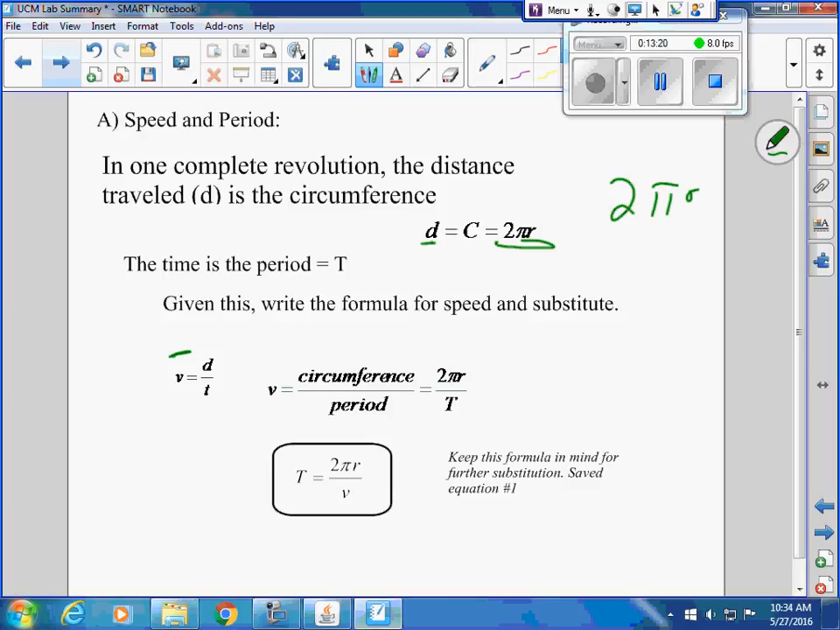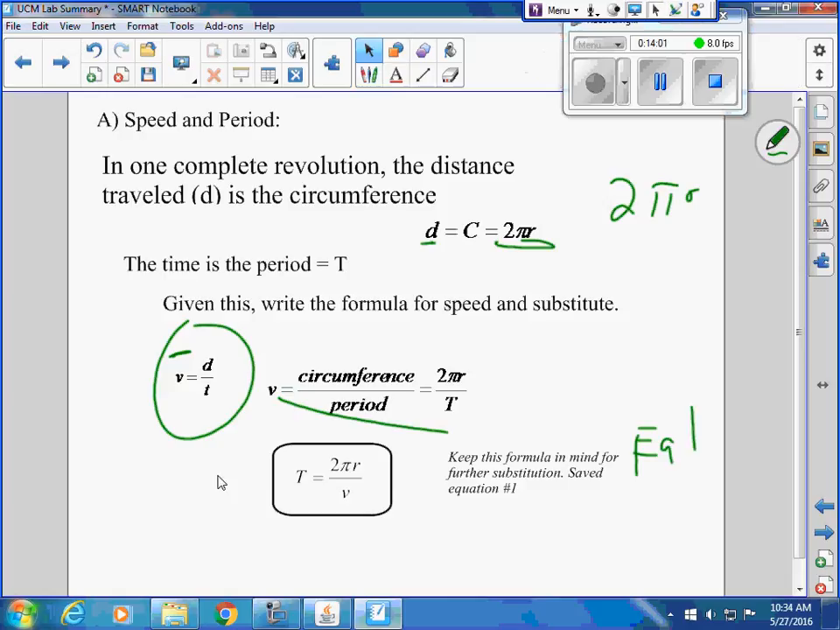So v is equal to d over t in the general sense. In this case, the velocity is the circumference divided by the period, or 2πr over T. I've taken my really old v equals d over t formula and made it into a circular sort of thing, and I get v = 2πr over T. Then I'm going to switch the T and the v, and I get T equals 2πr over v. Right there, 2πr over v. Keep this formula in mind. I'm not expecting you to memorize it, but we're going to call this saved equation number 1.